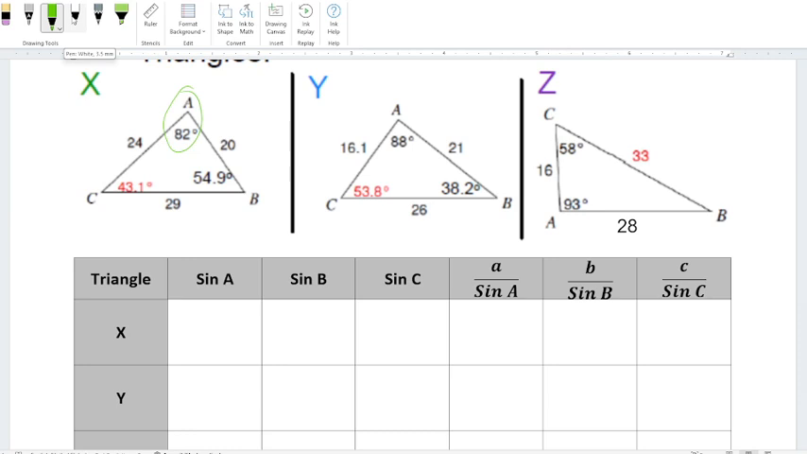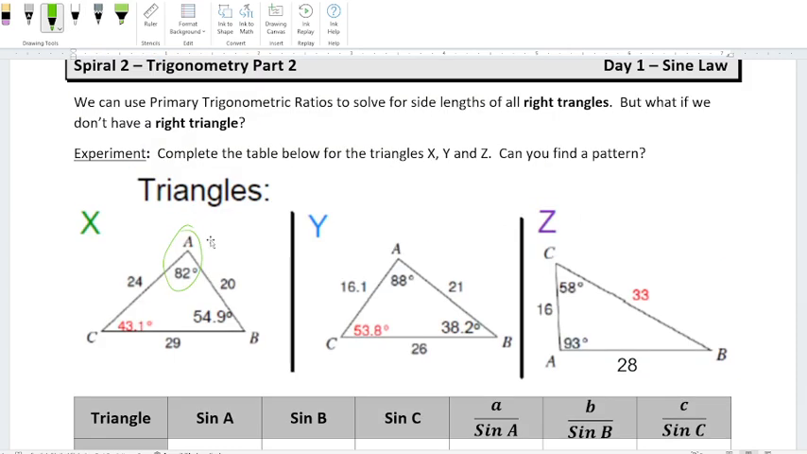So to the handy dandy calculator. Sine of 82 degrees. Make sure my calculator's in degree mode. Always a good reminder. Make sure you are in degree mode. Not RAD, not GRAD, DEG. And if you're not, there should be a button that says DRG or DEG RAD GRAD that'll switch.